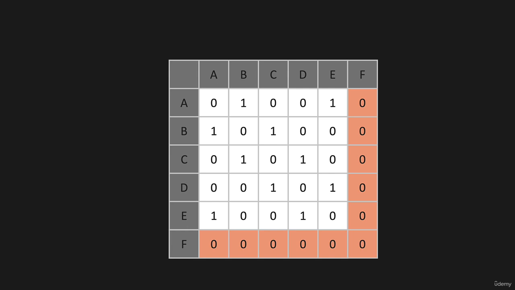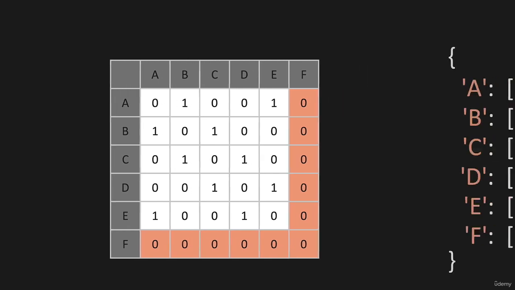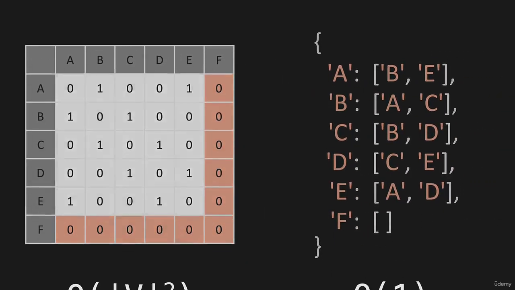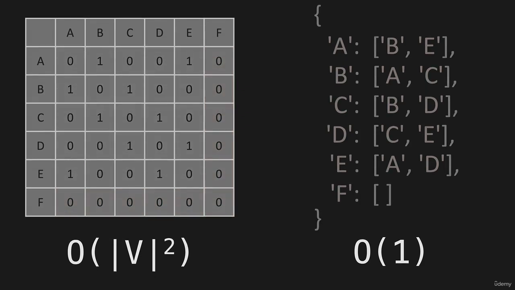With an adjacency matrix, this is much more complex. Adding a new row, adding a new column. In fact, it is O of the number of vertices squared. You're basically rewriting the entire matrix. But with the adjacency list, it's O of 1. So this is a huge difference between the adjacency matrix and the adjacency list.